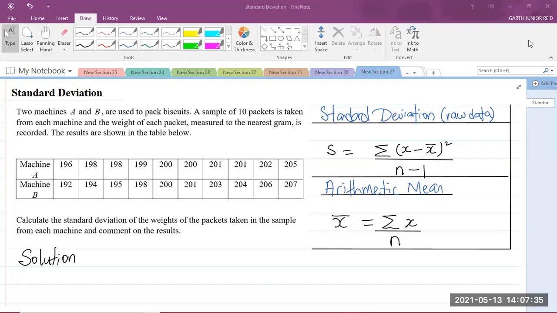Today we'll be looking at a CAPE integrated mathematics question, which is Module 2 of the syllabus, and that is statistics. And the topic that I'll be focusing on today is standard deviation. Okay? Now here we have our question.